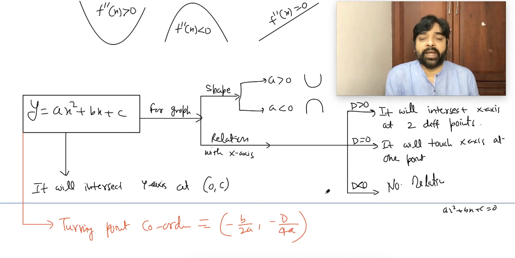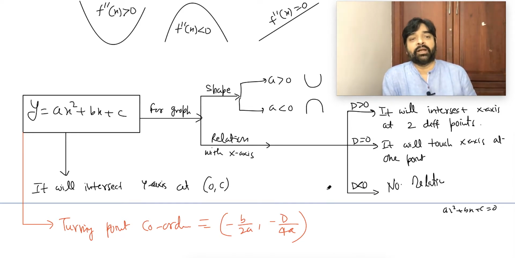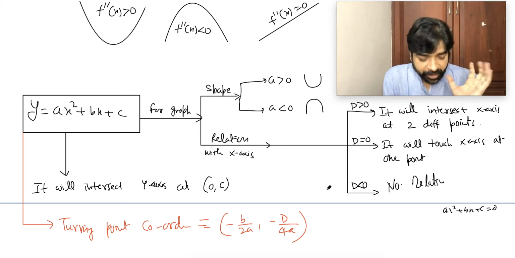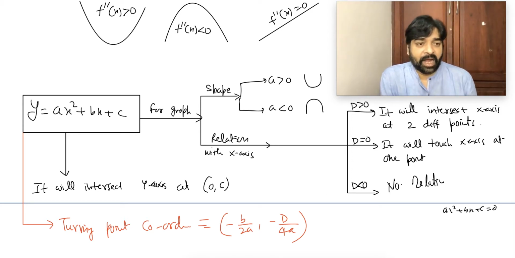Minus b by 2a comma minus D by 4a. Sir, how is this coming? Yeah, that is the main point. We should understand how it's coming. Turning point means what? Listen to me carefully. Turning point: when I draw the graph of any quadratic expression, just a dummy graph.